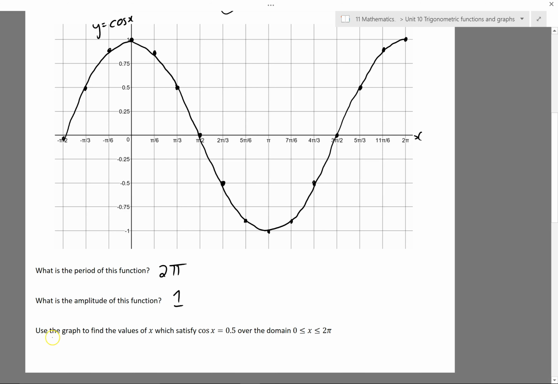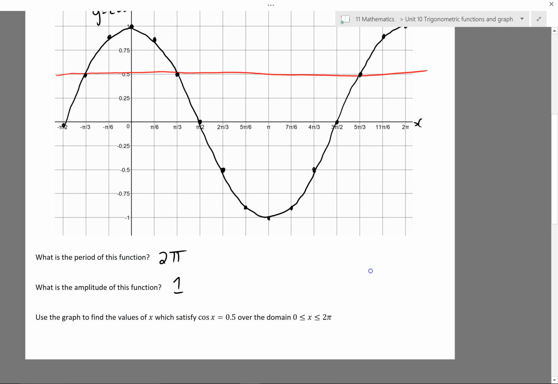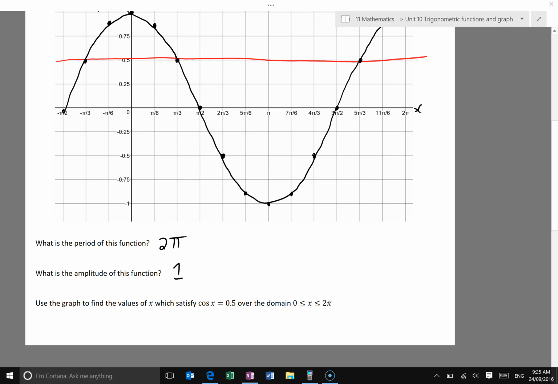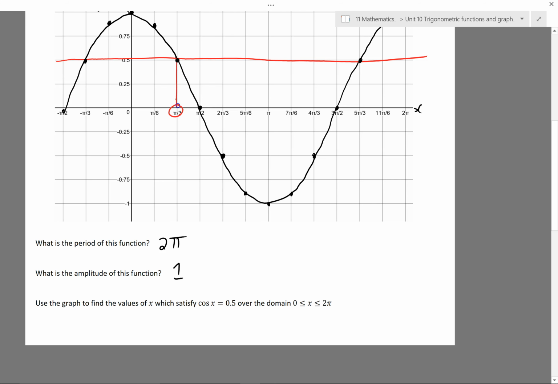Let's see if we can do this. Use the graph to find the values of x which satisfy cosine x equals 0.5 over this domain. I'm looking for what angle x has a cosine of 0.5. So I could find where 0.5 is and draw a horizontal line, the line y equals 0.5. And I can read off these angles that have a cosine of 0.5, between the domain 0 to 2 pi.